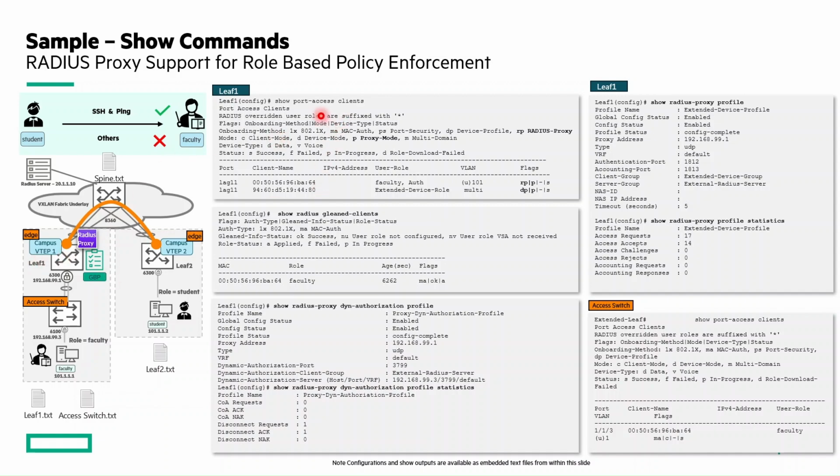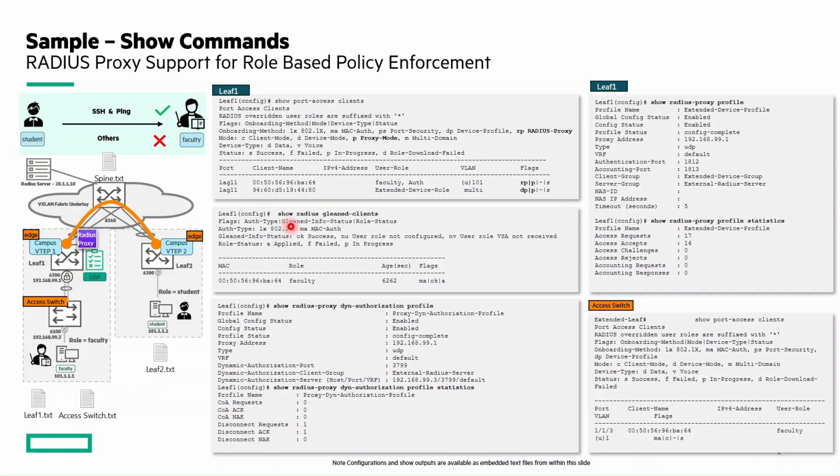You can use the existing show command show port access clients. It will display two clients here. The first client is the access switch, which has been onboarded using the device profile and associated with the role. So the flag here is set as device profile with mode as proxy mode. Next is the end client faculty onboarded in VLAN 101 with flag set as radius proxy and mode as proxy mode. This clearly shows the client has been onboarded using the radius proxy feature.